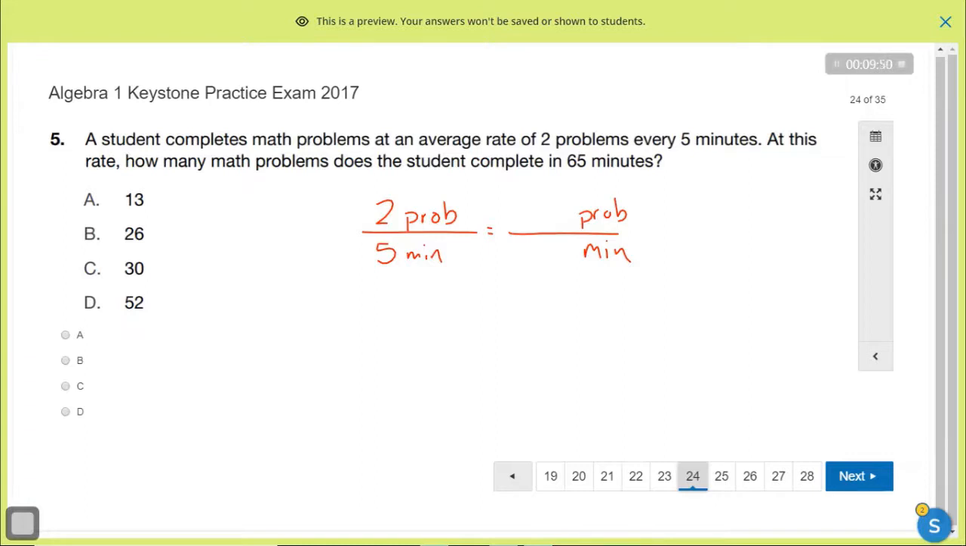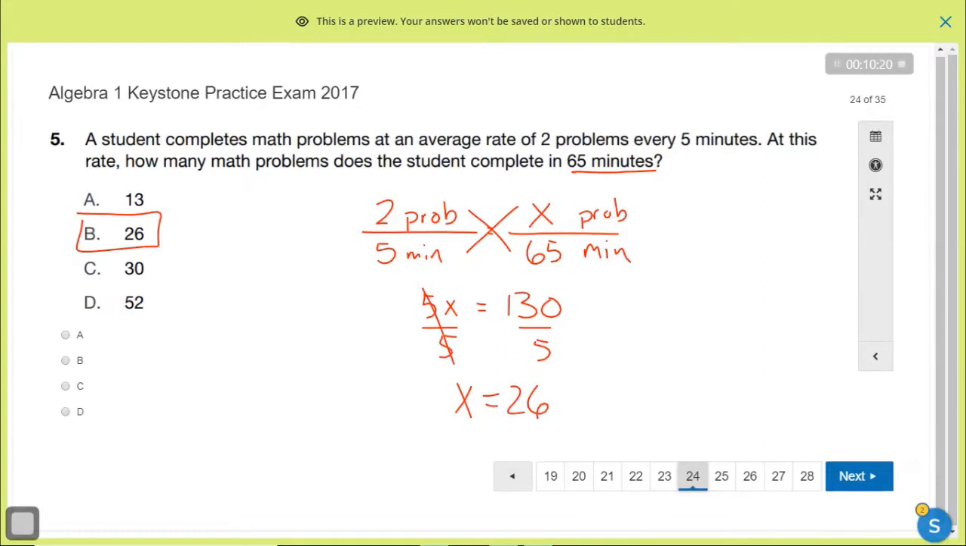Now we want to know how many math problems. That means I don't know this value. So I put a variable. The student can complete in 65 minutes. Minutes must go on the bottom because my relationship has to be the same, problems over minutes. If I cross multiply here, I see that I get 5x equals 130. And then I can divide by 5 on both sides. When I divide by 5 on both sides, I find that I get 26. X goes into that. And so therefore, we find out that x is 26. All right, he'll do 26 math problems in 65 minutes.